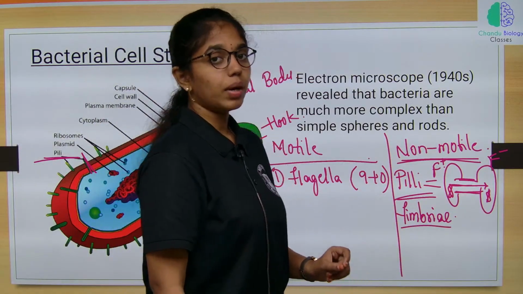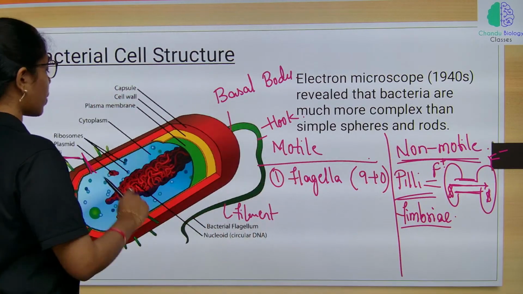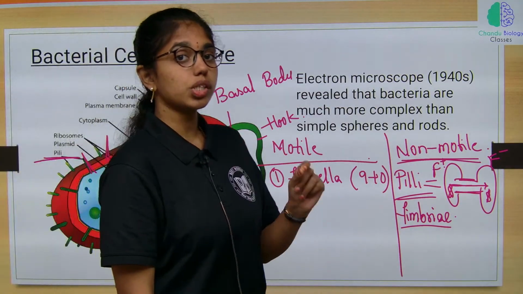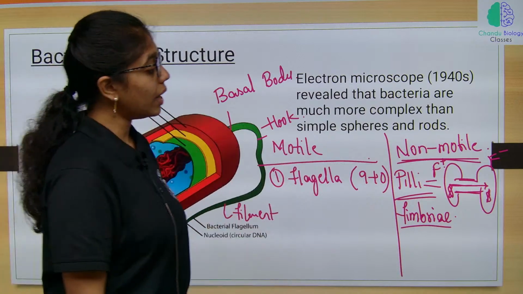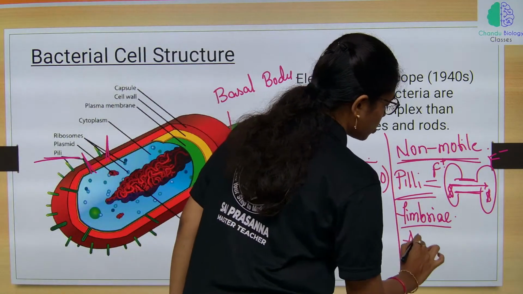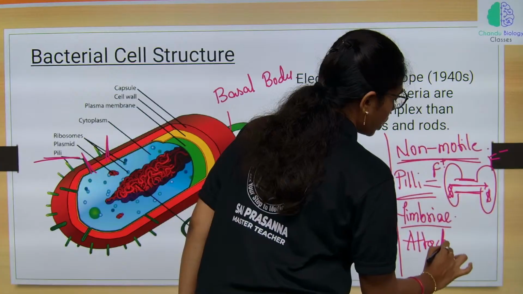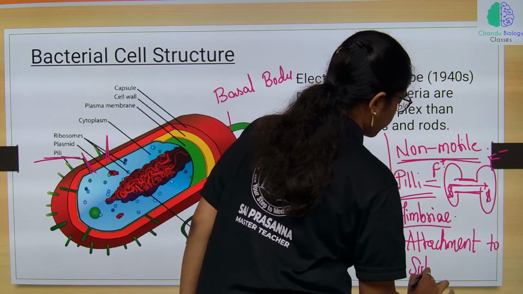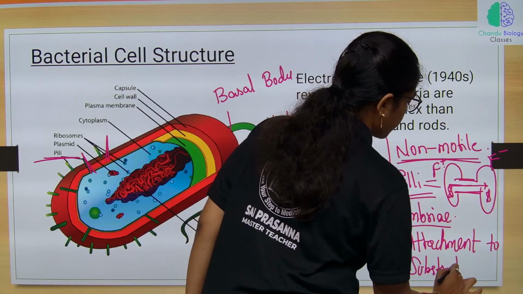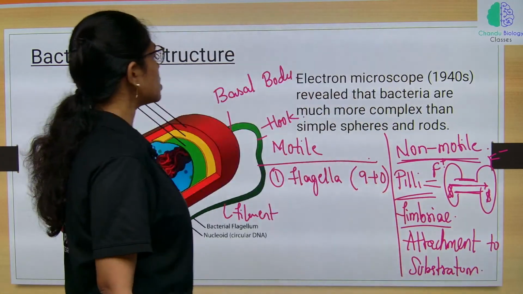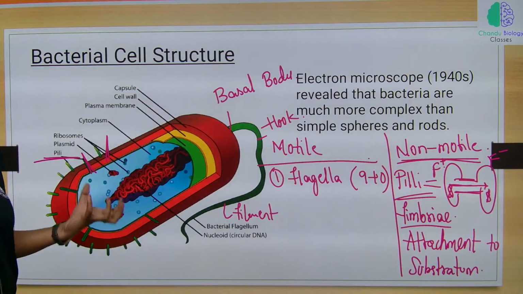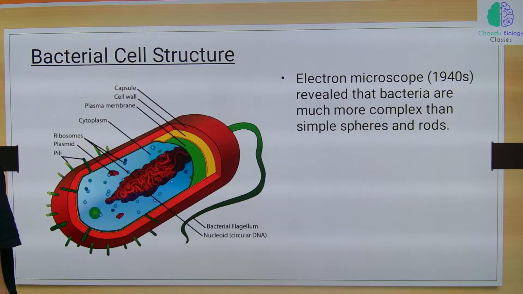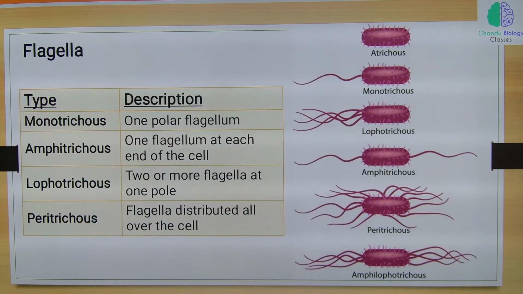Fimbriae are bristle like structures sprouting out of the cell wall. They help in attachment to the substratum. Fine. So with this, the complete structural description of bacteria is done, including motile and non-motile structures. And flagella is also discussed.